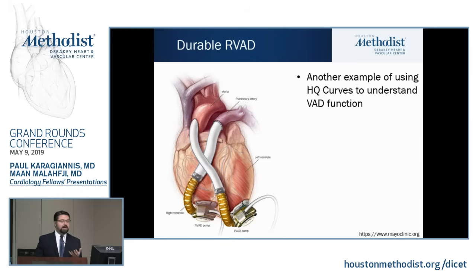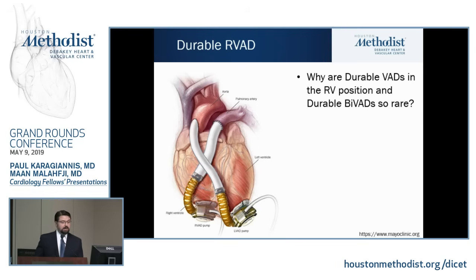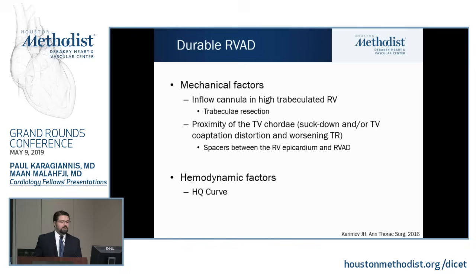The same HQ concept informs why durable RVADs are less of a reality for patients. The idea is that there are several limitations to durable RVADs. One of them is a mechanical issue. The RV is more trabeculated. The tricuspid annulus is more apically located, so you could imagine a situation where there's worse TR or actual suck down on a trabeculum. These can be adjusted, though.